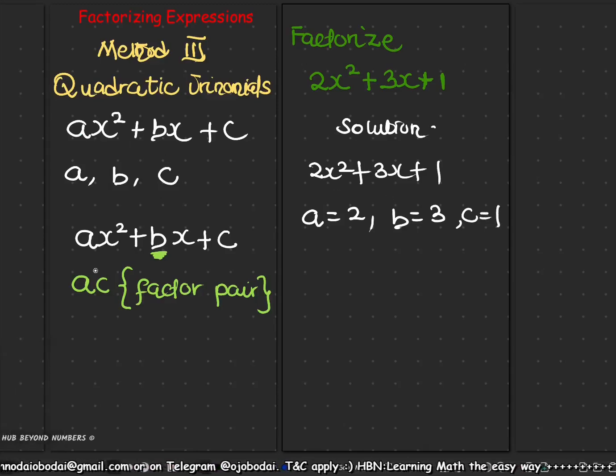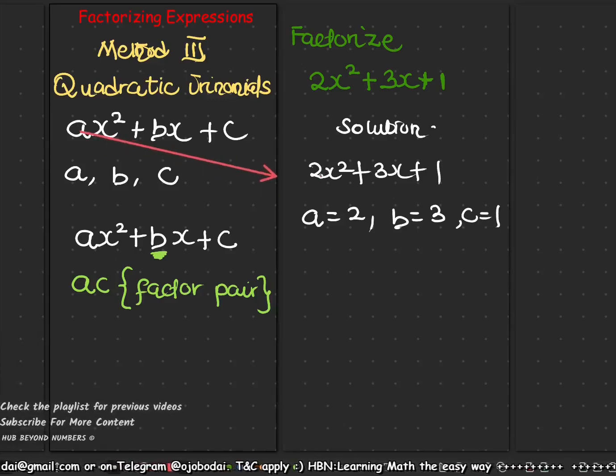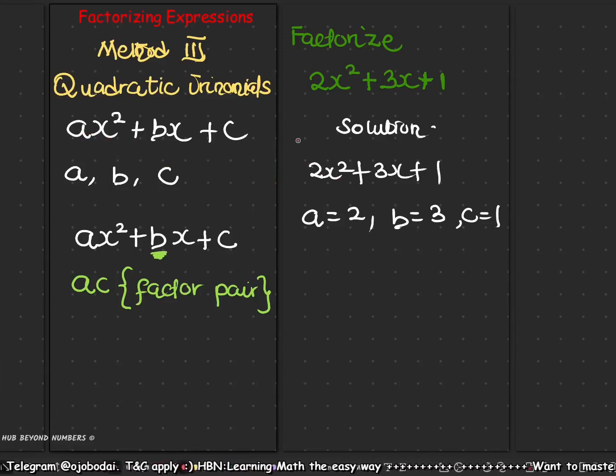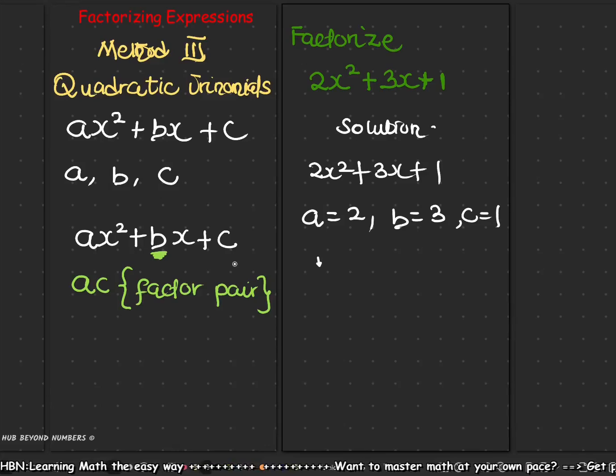Just looking at it, we have our a, which is the coefficient of x squared, being what? 2. The coefficient of x being what? 3. And the c being 1. If we have taken note of them, the method says we should find the product of a and c. So this simply means that ac is going to be our 2 times 1.